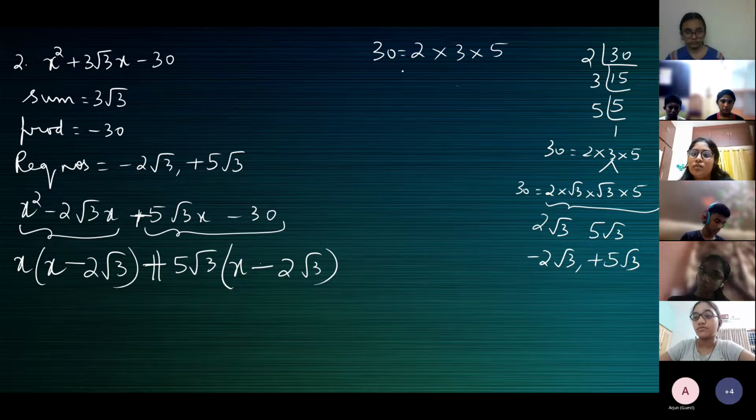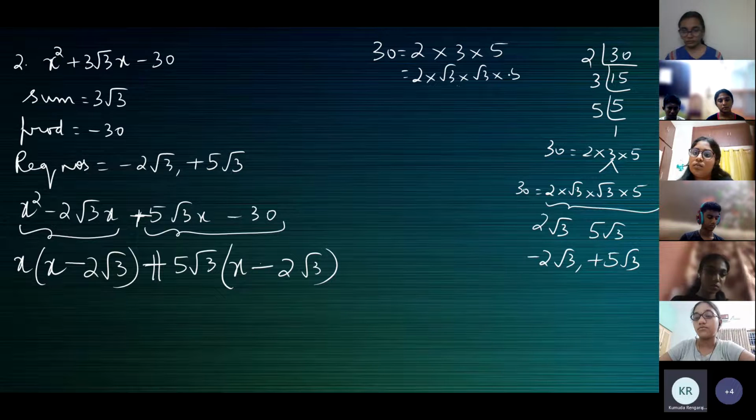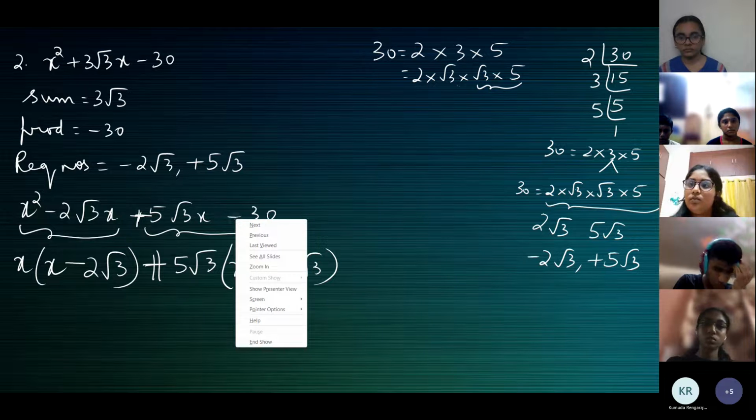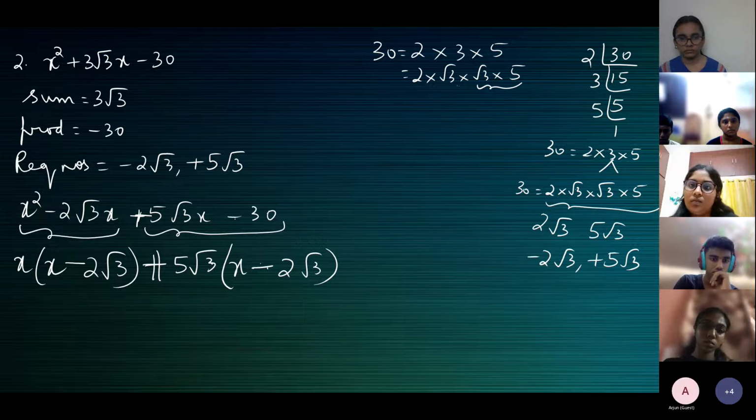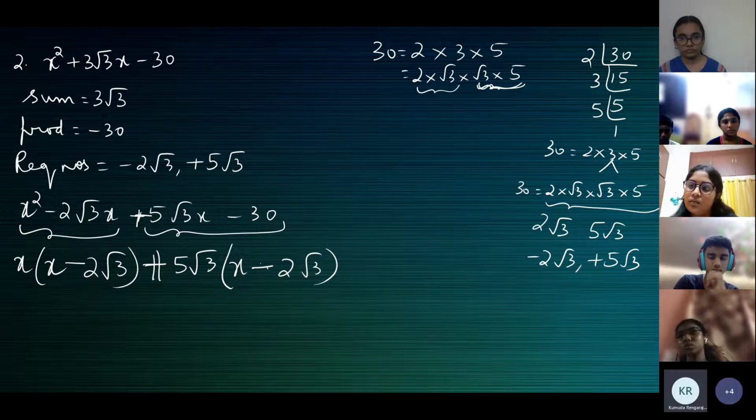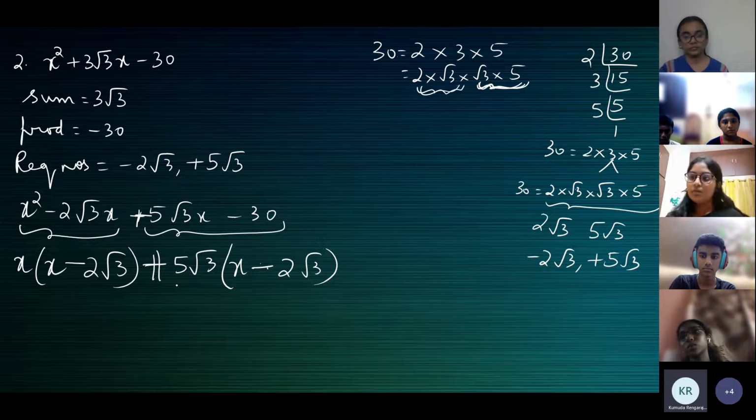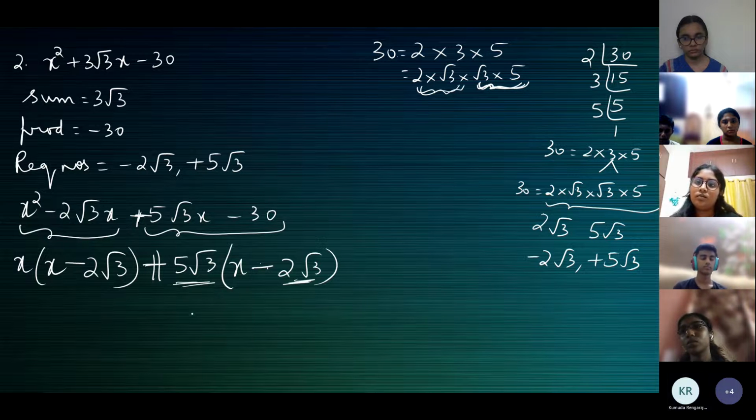I'll tell you again. So this is 2 into root 3 into 5. So 5 root 3 is common. 5 root 3 into x is 5 root 3 x. Plus into minus is minus. Now 5 root 3 into 2 root 3 is 30. So we have 5 root 3 out here, and inside the bracket, you must write 2 root 3.